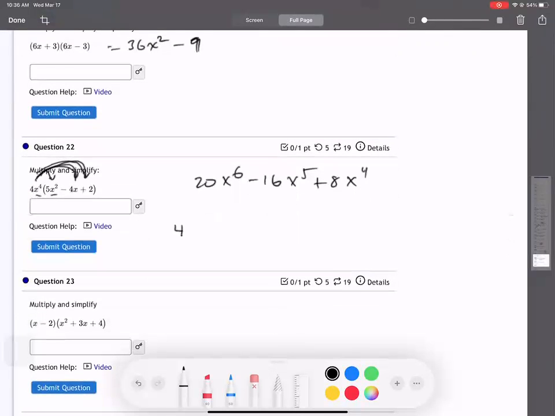To write it the long way, we're saying 4x to the 4th times 5x squared. Great, good job. Then next term is 4x to the 4th times negative 4x. Okay? And 4x to the 4th times 2. Right? We're taking our time to multiply them all out. But instead of wasting our time writing it, we can just multiply it as we go along. That's 20, negative 4, 8. x to the 6th, x to the 5th, x to the 4th.